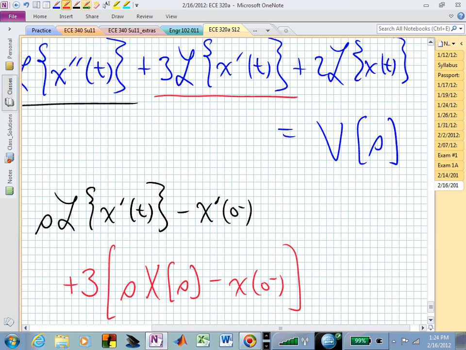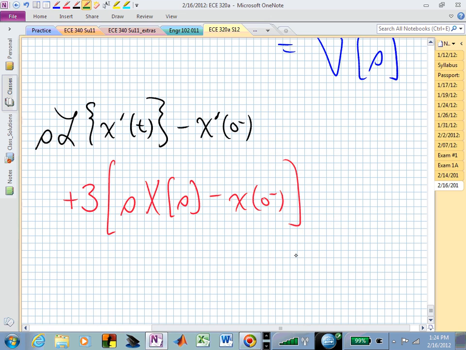And finally, I need to Laplace transform this, which is now just plus 2 X of s equaling V of s. And I'm almost done, except now I have to apply that one more Laplace transform expression to get rid of that script L. I want to end up with all capital X of S's and constants and S's and V of S, capital V of S.